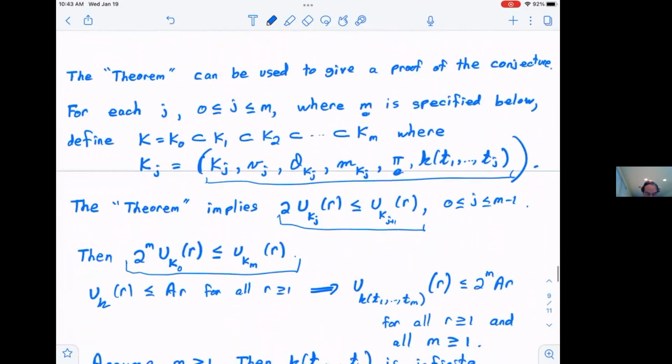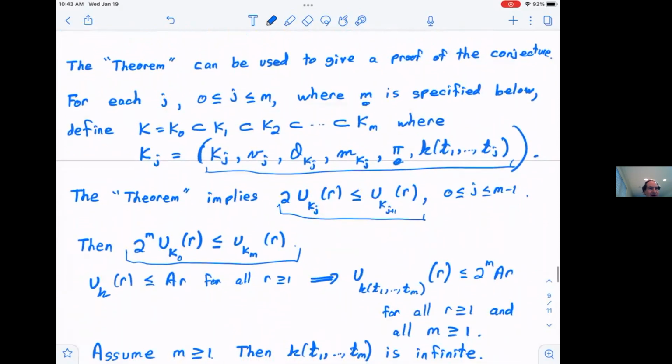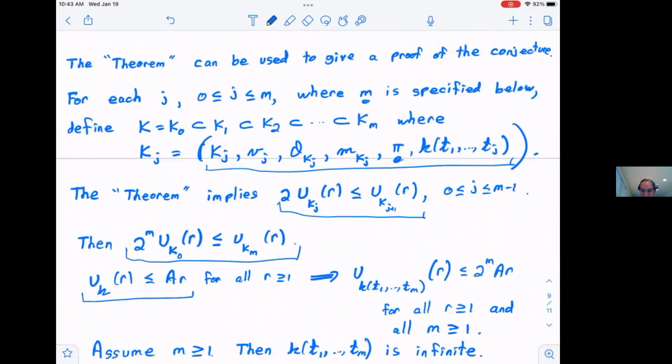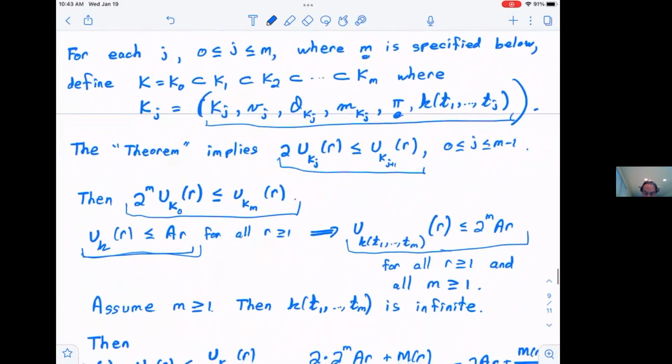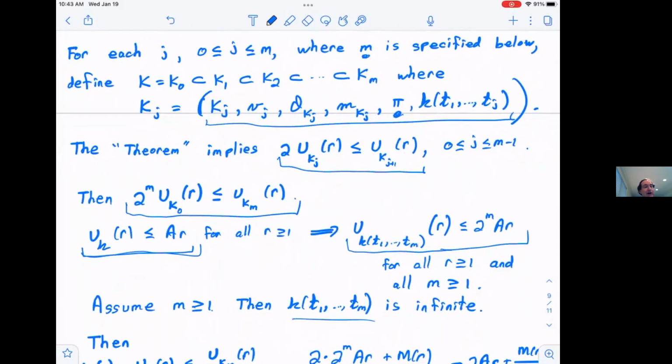Now, this inequality implies, using my motivating theorem from very early in the talk, this inequality for all R and M greater than or equal to 1. When M is greater than or equal to 1, this residue field is infinite. So when I stated some results earlier where a residue field had to be infinite, I'm okay because I have an infinite residue field here.